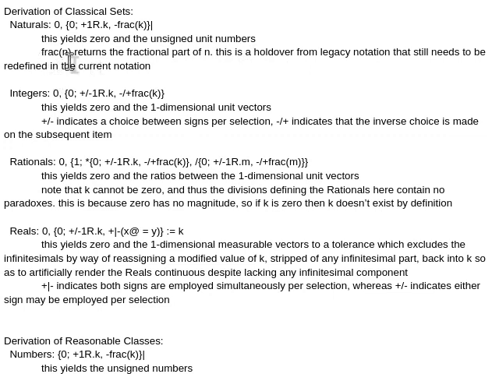Alright. The operation frac n returns the fractional part of n. This is a holdover from legacy notation that still needs to be redefined in the current notation. And I just set this up really quickly, so there's probably mistakes, but I really didn't even want to try to think about how to define that just yet, so I'm just going with that for right now.